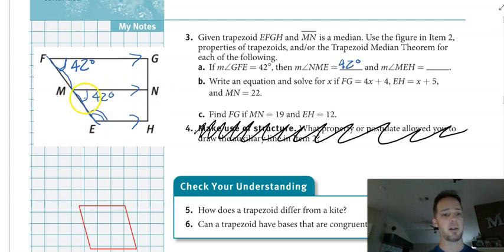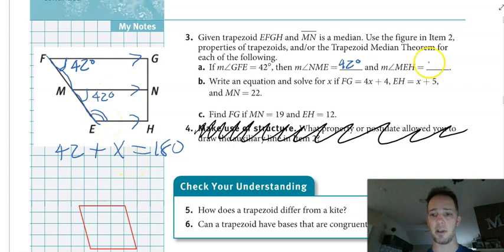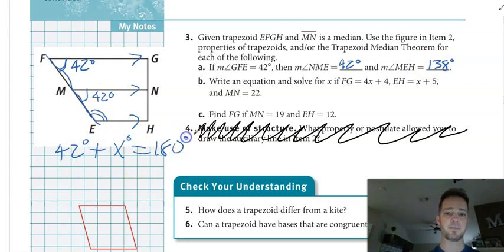Well, this is now parallel lines cut by a transversal. We have same side interior angles, which are supplementary. Just by looking, I can see this is obtuse, this is acute, so they're not congruent. So 180 minus 42 equals 138. If we set up an equation that says 42 plus x equals 180, that's supplementary angles. So subtract 42 from both sides, we get 138 degrees. I guess I should have put degree markers on there.